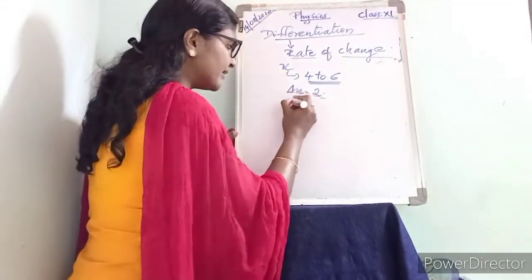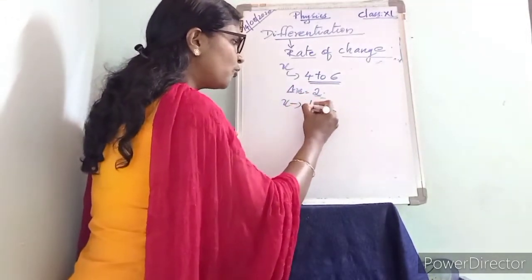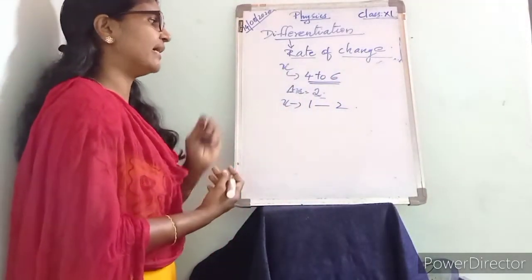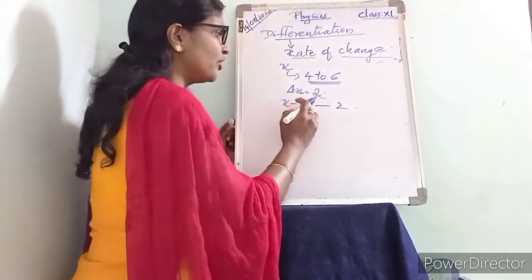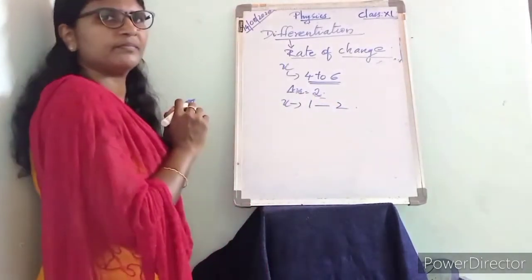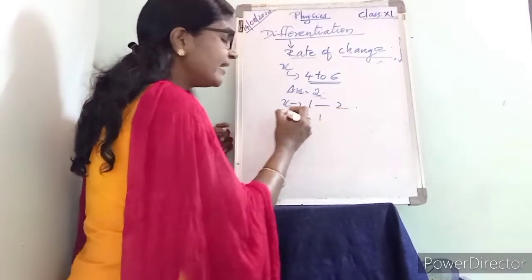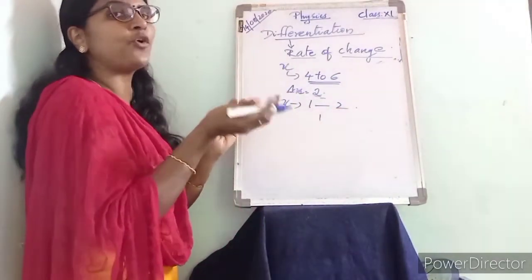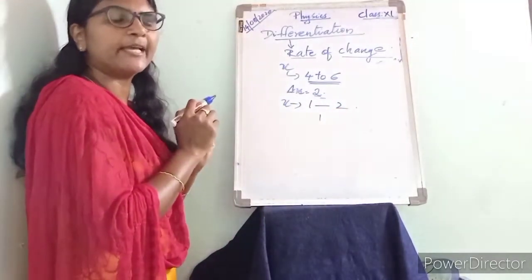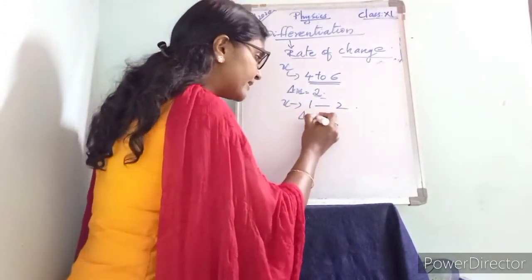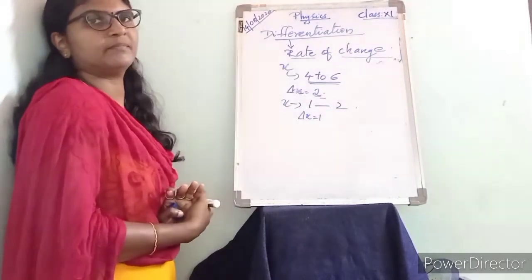Suppose x varies from 1 to 2. What is the change here? It is 1. Is it a big change or a small change? Here also it is a big change, so we can represent it as delta x equal to 1.